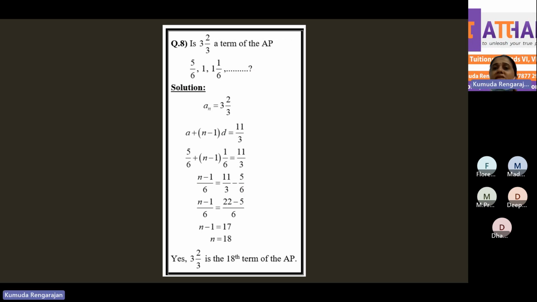So on working, we get n is 18. So yes, it is the 18th term of the arithmetic progression. So if it were minus 18 or anything negative or a fraction, then it's not a term of the AP.